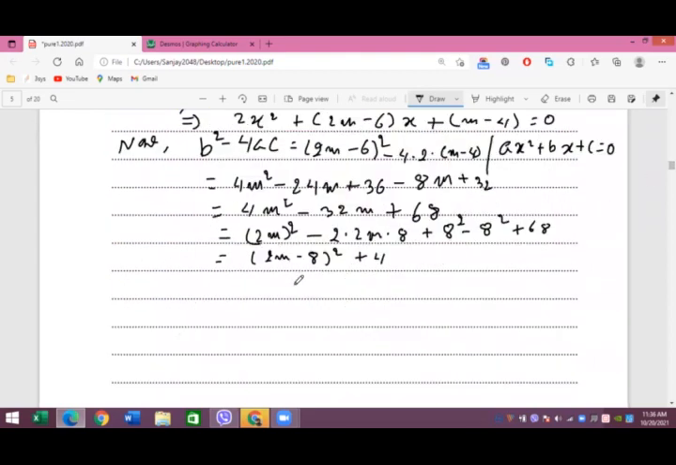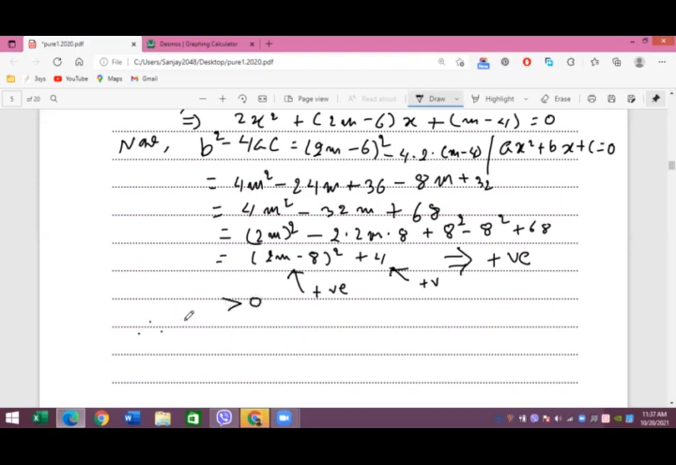So here you can see that as this is a squared quantity, this is always positive. Alright, and here 4 is found positive, so the whole thing here in this case is positive. Alright, that means this sort of thing is bigger than 0. Therefore we found b square minus 4ac is bigger than 0.